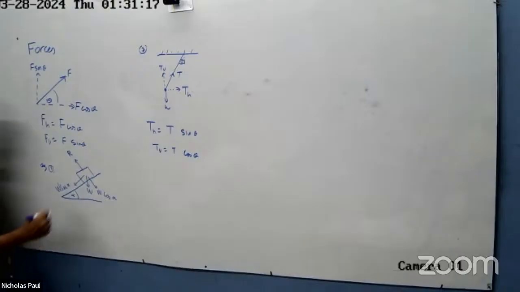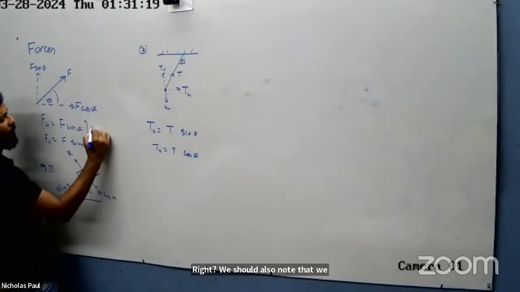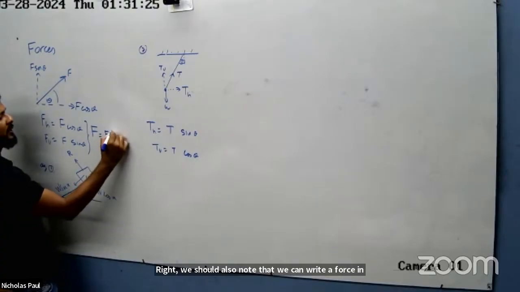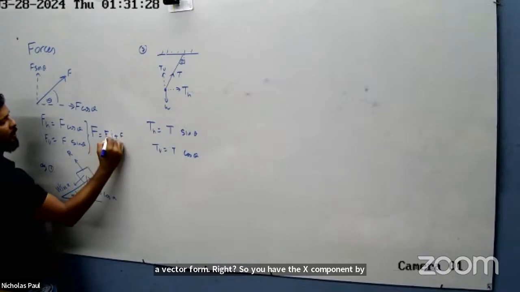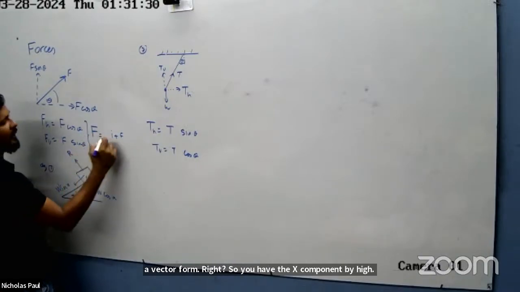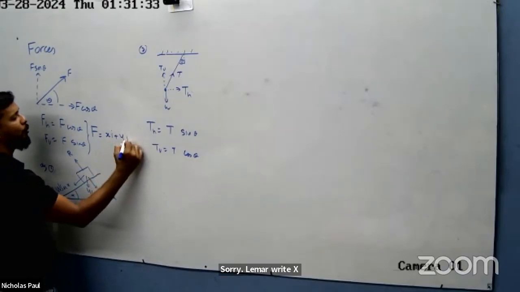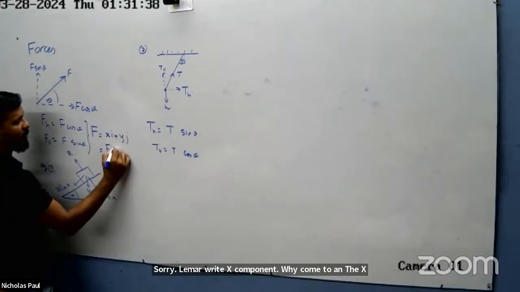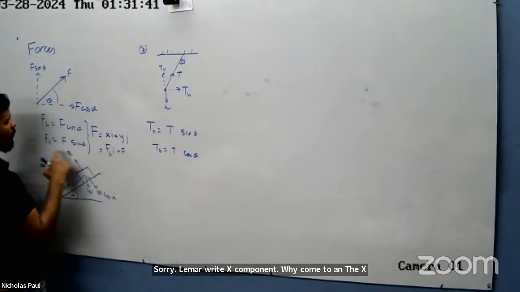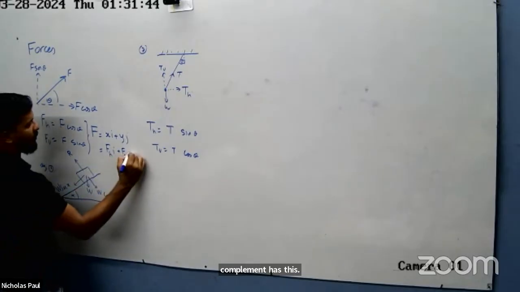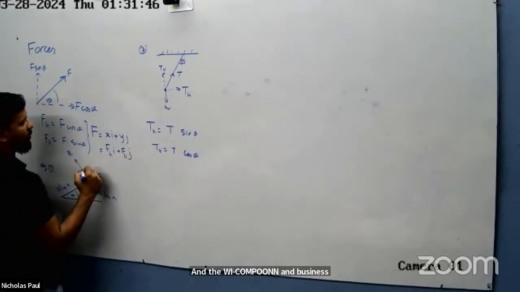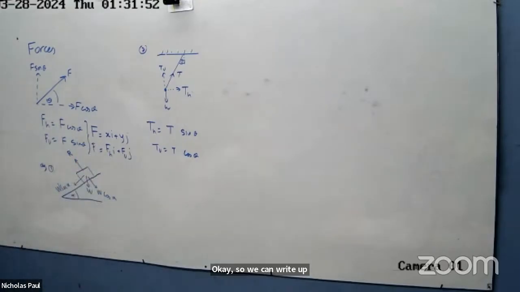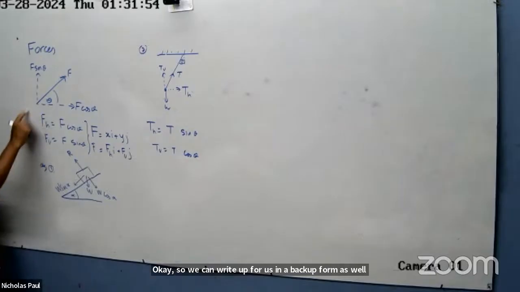We should also note that we could write a force in vector form. So you have the x component by i, and the y component by j. The x component is this, and the y component is this. So we can write a force in vector form as well. We could write it in terms of the two components, and we could write it in vector form.